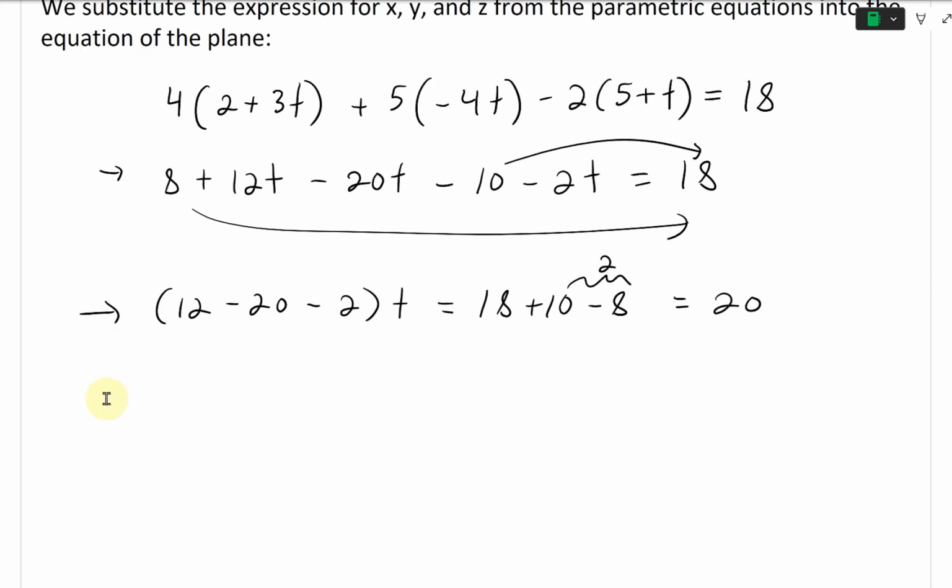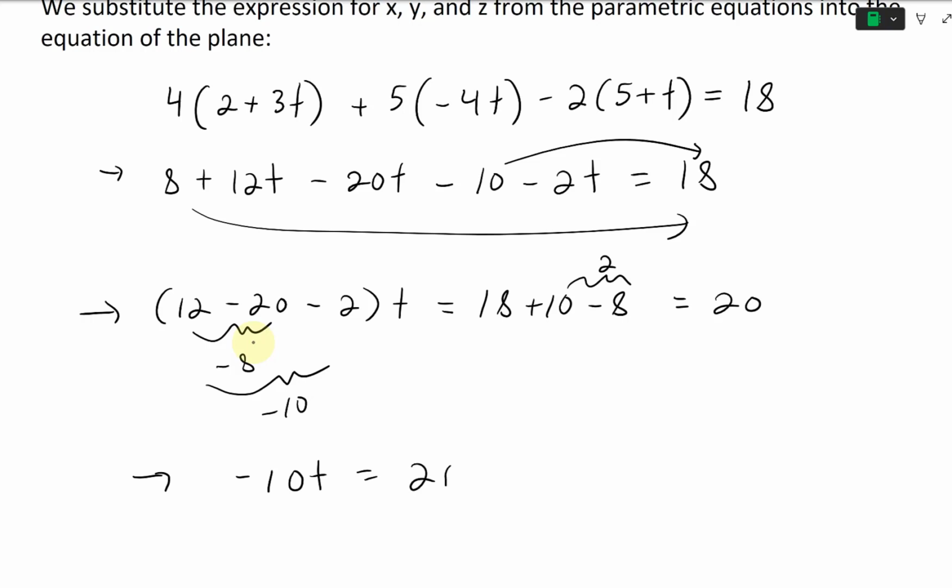Yeah, so that's 20. And then over here, let's just see what we get. So 12 minus 2 is 10. Or we could just do it over here. So 12 minus 20 is negative 8, and then minus 2 is going to be negative 10. So in other words, we get negative 10t equals 20. Solve for t, divide this out. So t is equal to 20 divided by negative 10. That's going to be negative 2.